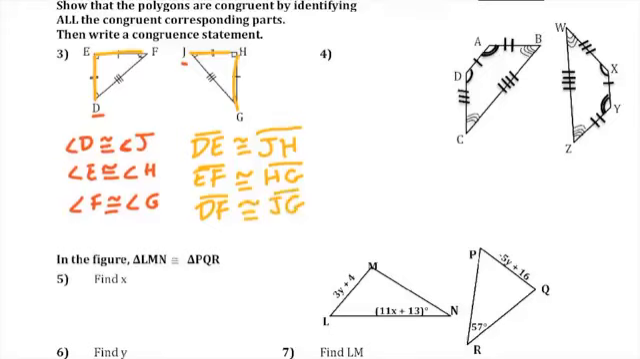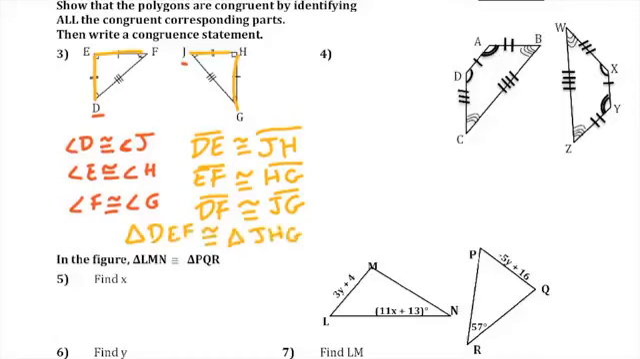So now we just need to write our congruent statement for the figures. Since we have triangles that are congruent, we're going to use a triangle symbol. And then we're going to go right down the order in the angles. So triangle DEF is congruent to triangle JHG, because remember, order matters, so I have to go in that order.